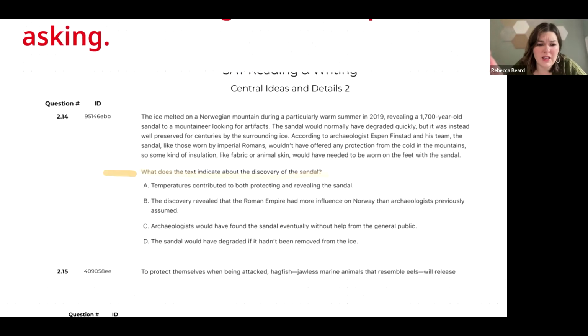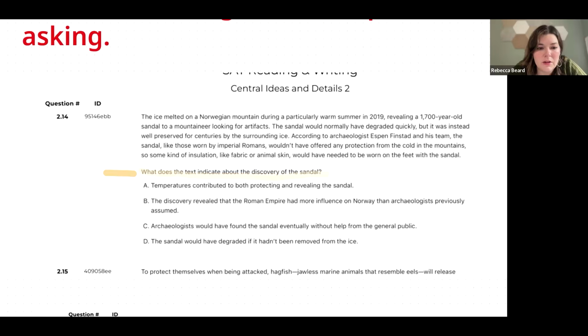It says, what does the text indicate about the discovery of the sandal? So there is a lot of fluff in this passage, but what we know is this is what we're focusing on: what does it indicate about the discovery of the sandal. So that's going to focus our brain to find that information. As you start looking through this passage, I am looking for discovery of the sandal. The sandal would most likely have degraded quickly, but instead it was well preserved for centuries surrounding the ice.